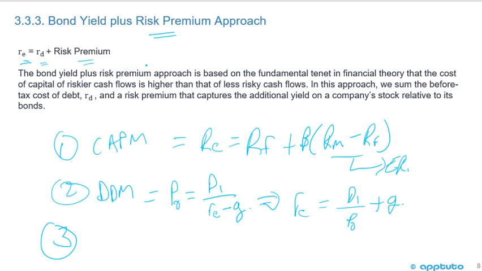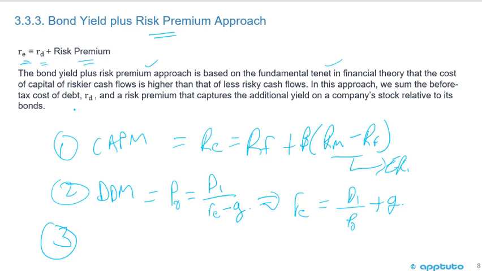The bond yield plus risk premium approach is based on the fundamental tenet in financial theory that the cost of capital of riskier cash flows is higher than that of less risky cash flows. In this approach, we sum the before-tax cost of debt and a risk premium that captures the additional yield on a company's stock relative to its bonds.